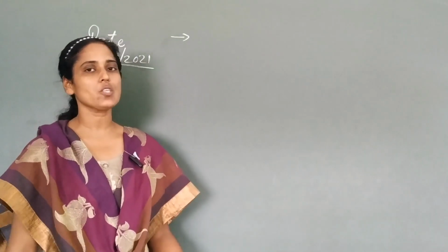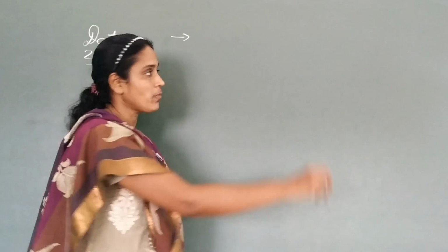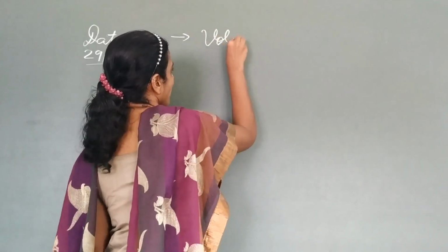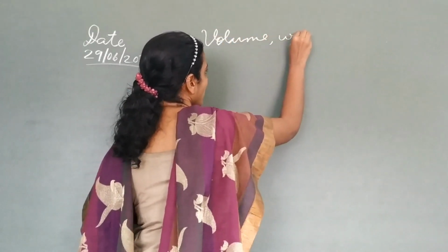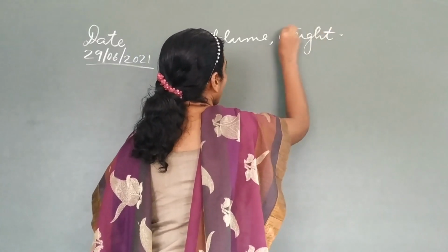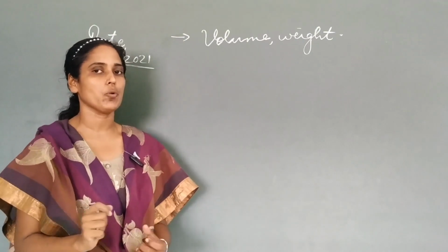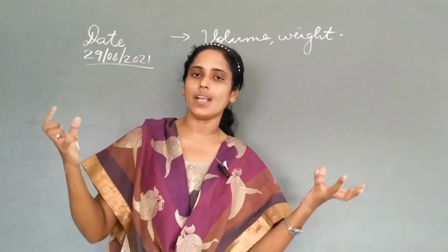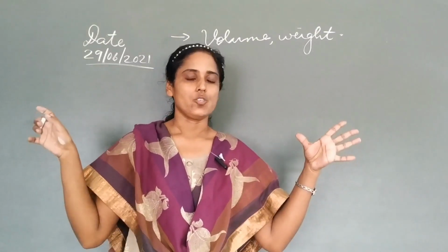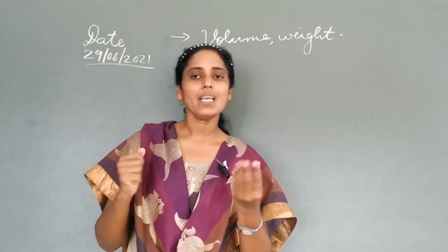Now students, we can also know the volume and weight of the Earth. But all these figures will be approximate. You will not get exact figures in geography, because you can't measure it exactly. The horizons are infinite. You can't measure them exactly.